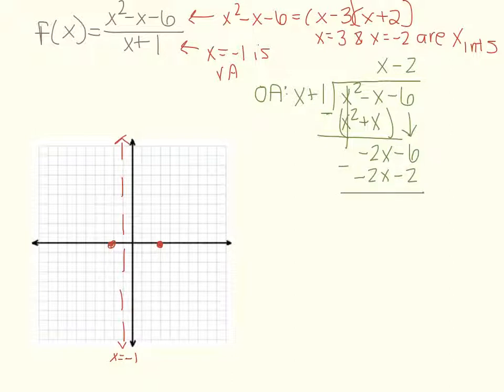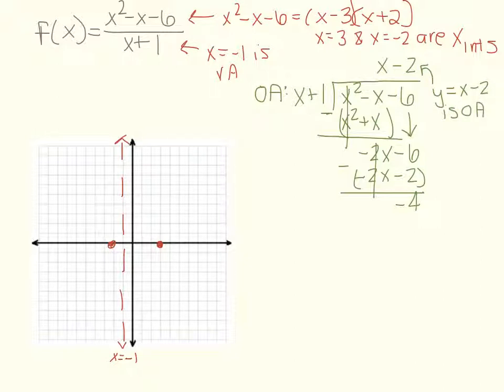Go ahead and subtract everything. Negative 2x minus a negative 2x cancels. Negative 6 minus negative 2 is actually adding 2, so you get negative 4. Now, x is technically too big to go into negative 4, so we can't go any further. That negative 4 would actually be our remainder. But the only thing we care about with oblique asymptotes is the quotient, so y equals x minus 2 is the oblique asymptote.